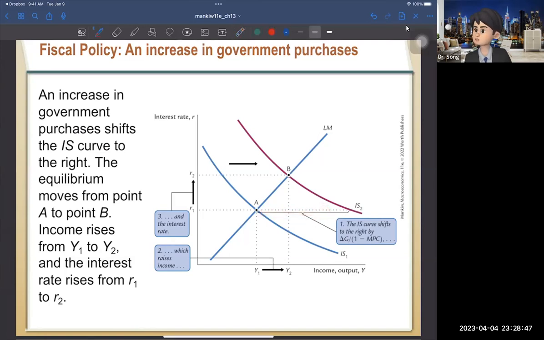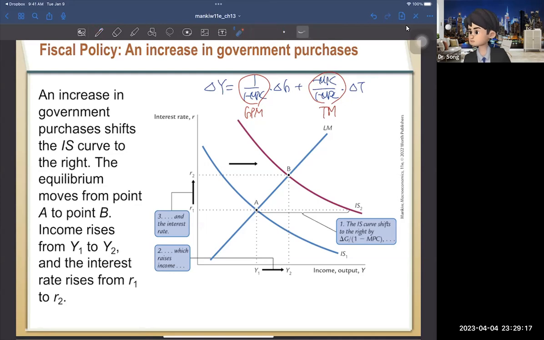Not only do we know the direction of the IS curve shift, but we can also calculate how much it needs to shift, because we covered this equation. Delta Y equals 1 over 1 minus MPC times delta G plus negative MPC over 1 minus MPC times delta T. This 1 over 1 minus MPC is the government purchase multiplier, and this negative MPC over 1 minus MPC is the tax multiplier. So as long as you know the MPC and how much the government spending has changed, you can calculate how much we need to shift.